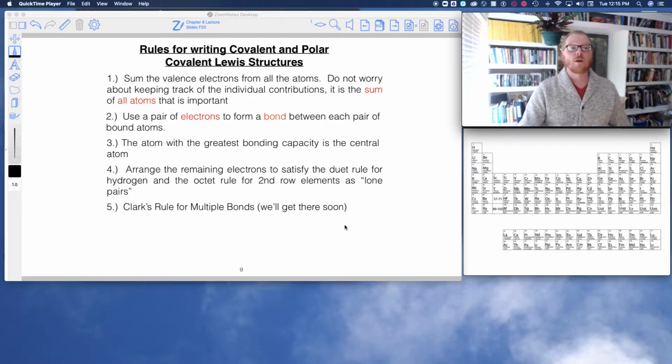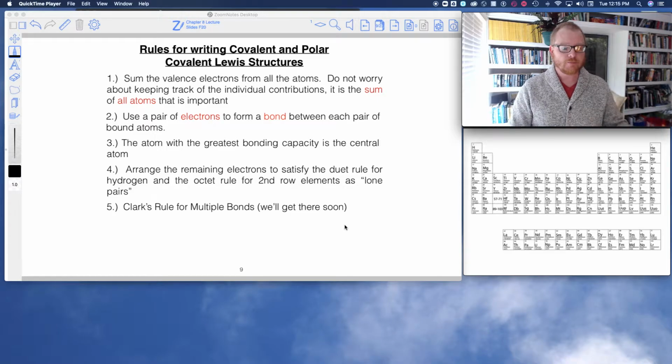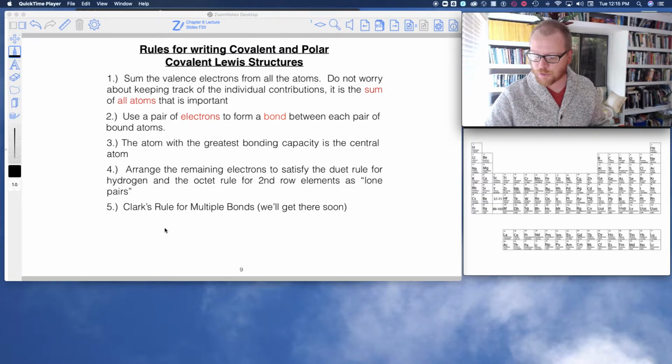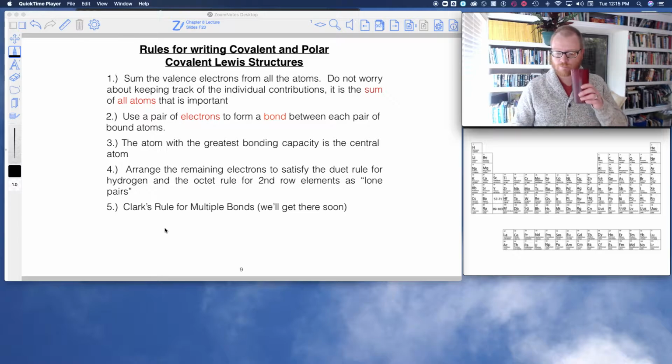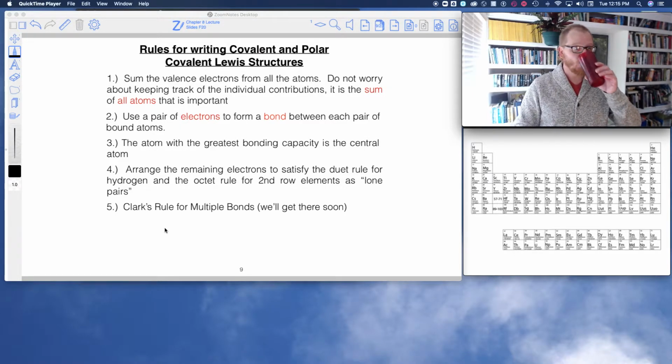Okay, so rules for writing covalent and polar covalent Lewis structures. Fantastic. We're going to get into it. So I got some rules here for you. I'm going to go through these briefly, and then I'm going to show you how we apply them. Sorry, I'm making sure I got a stopwatch going so I don't talk too long.